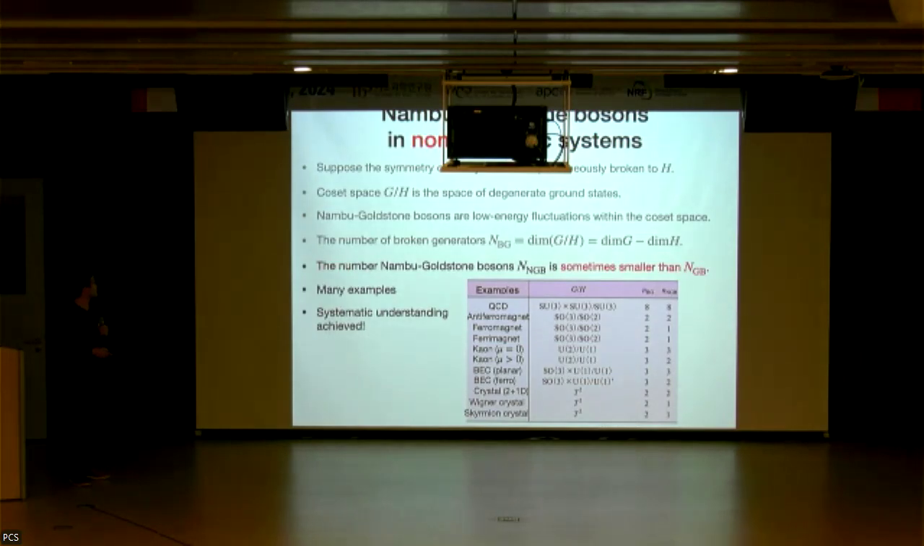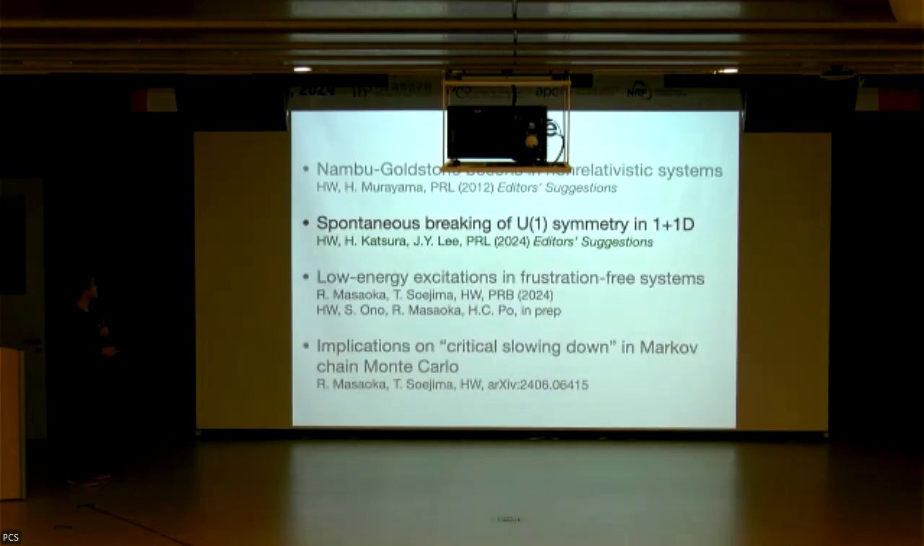All right. So I said we wanted to have a systematic understanding, and I think it is now achieved. By using this formula, I can correctly predict the number of Goldstone bosons. So this was nice, but the question is, is this the end of the story? Of course not. And then I want to talk about my recent topic of finding.